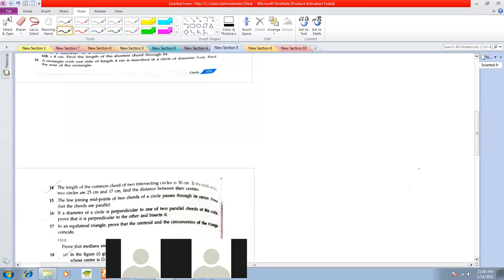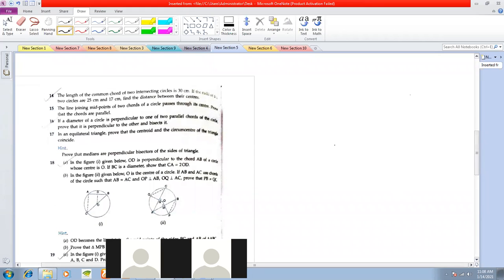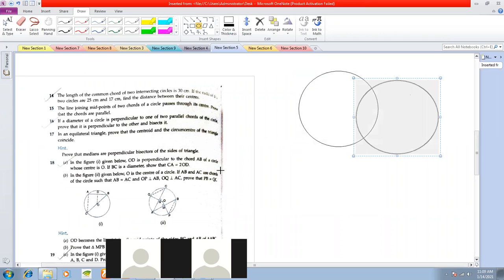Yes, this number 14. Number 14, if you read the question, it states that the length of the common chord of two intersecting circles is 30 centimeter. If the radii of the two circles are 25 centimeter and 17 centimeter, find the distance between the centers. Let us understand the concept of intersecting circles first. What do you mean by intersecting circles? Two circles are there. These two circles are called intersecting circles.